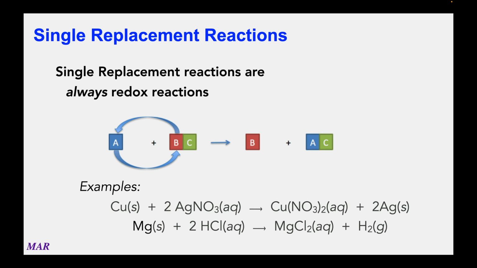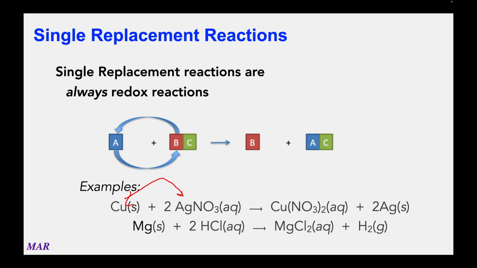And copper and silver are both metals, they're both positive cations, so they're going to trade places. And you end up making copper(II) nitrate, because copper usually is +2 more often than not, and silver metal. So that's an example of a single replacement reaction. The copper and the silver trade places, but there's no corresponding anion with the copper, so in this case it's only the metal that trades places.